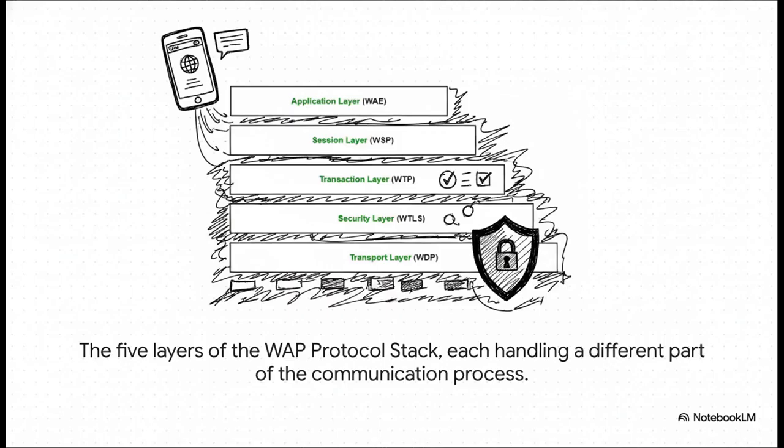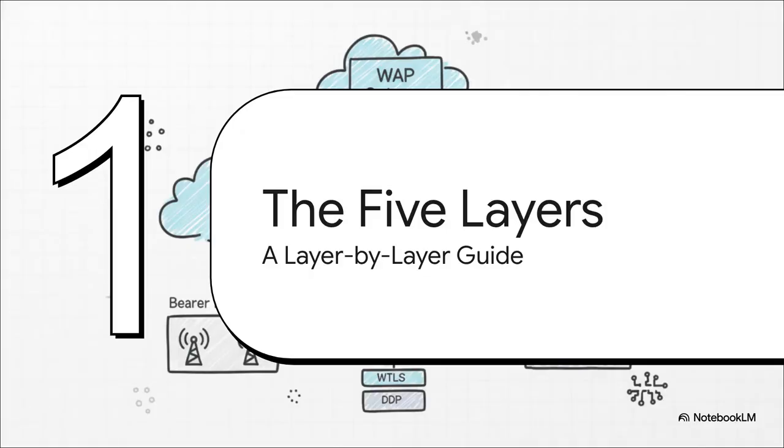You've got the application layer at the very top, going all the way down to the transport layer at the bottom. We're going to break down what each one does, starting from the foundation and working our way up. All right, it's time for the deep dive. Let's really unpack the specific job of each of these 5 layers that made the early mobile web even possible.